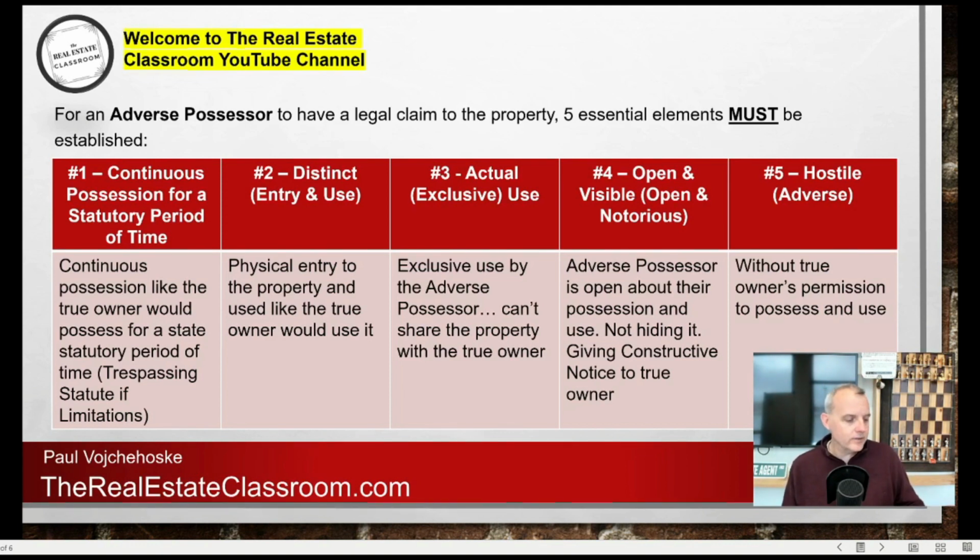You only have to know that it has to be continuous possession for a statutory period of time. Now, interestingly enough, in most states, that statutory period of time is actually the statute of limitations to bring criminal charges against someone who is trespassing. And that can be anywhere between 5 and 25 years. So not in every state, but in most states. So element number one is the adverse possessor must possess the property continuously for a statutory period of time.